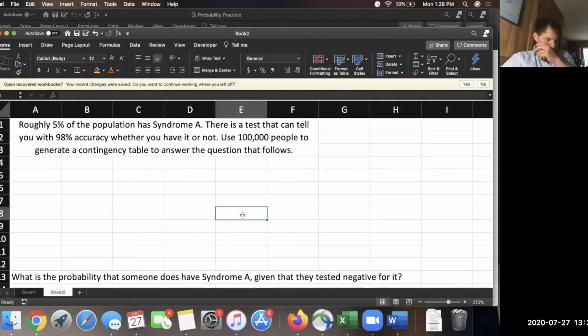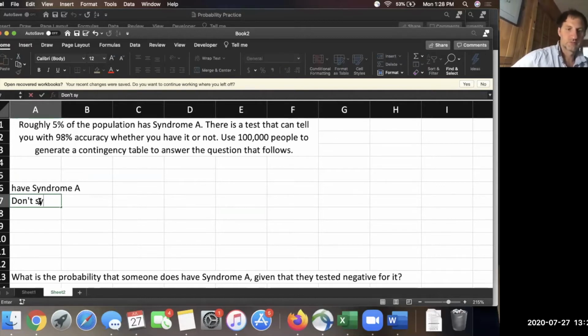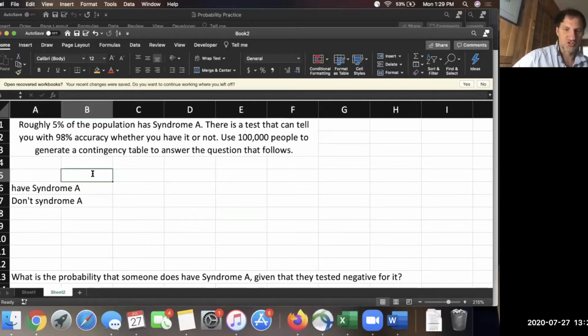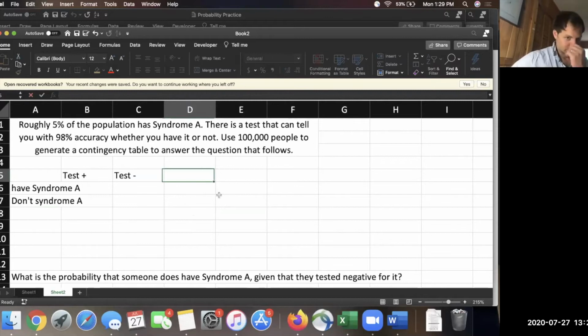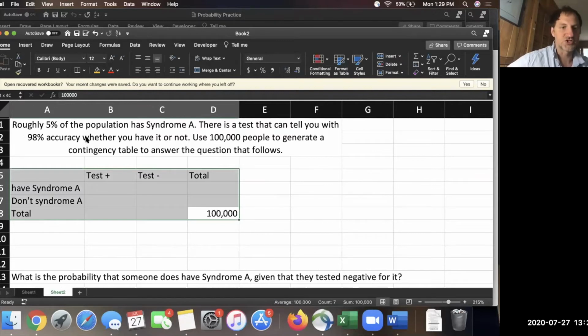Okay, so the setup would look something like that. They'll probably provide you with the table so that you don't have to worry about it, but basically the table consists of people who have syndrome A, don't have syndrome A, and then people who test positive and people who test negative. Then the rest of it's just totals. And we're starting with 100,000 in the corner because that's our total. Okay, so the challenge here is to build the contingency table based on the percentages that are provided.